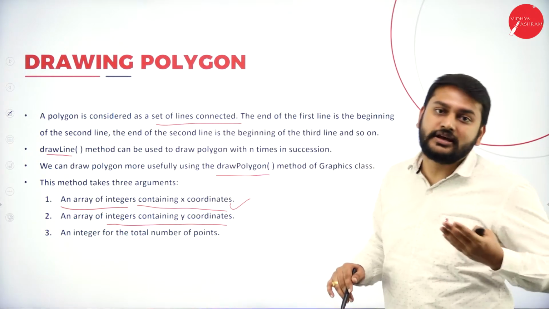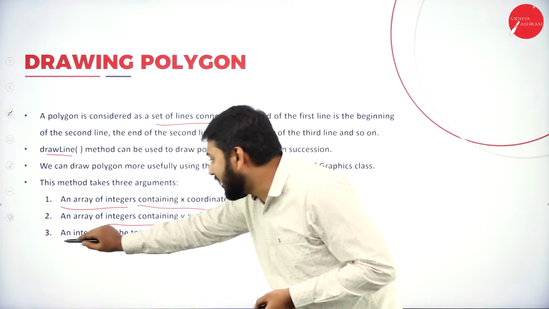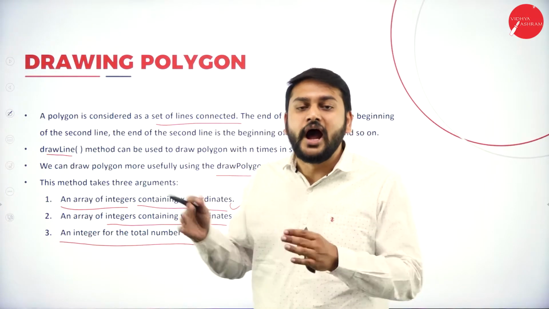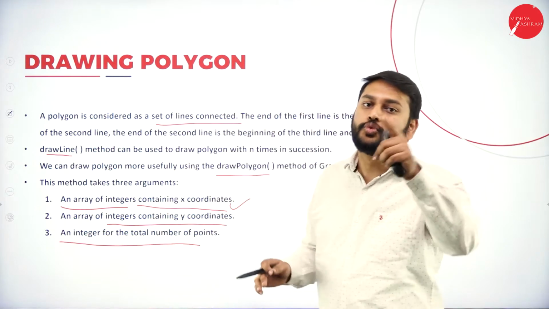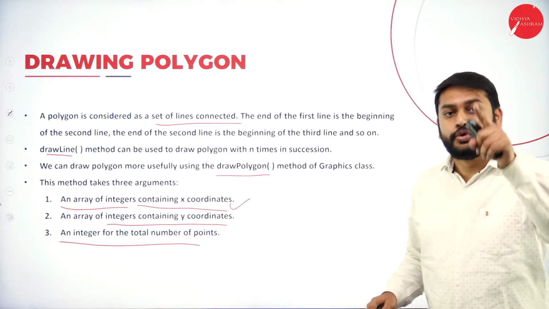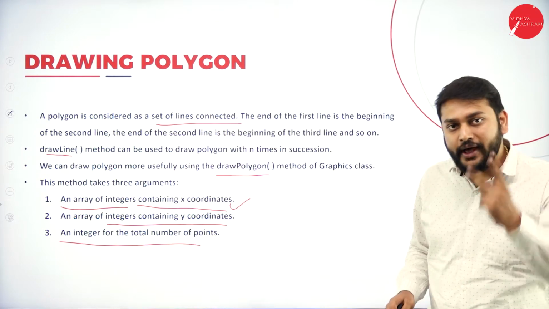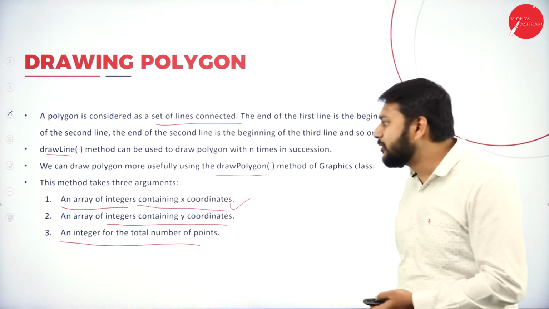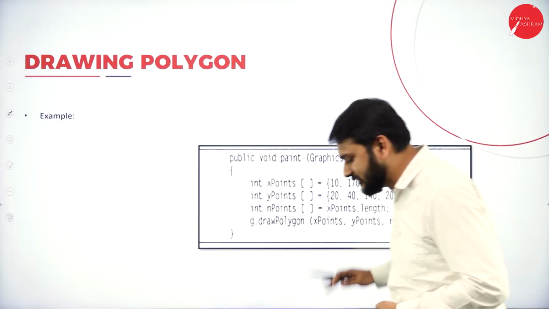In the last parameter, what is the last parameter that I have? An integer for the total number of points. How many points I should have in the polygon is what I will be passing. So 3 parameters, 2 arrays, 1 integer value, is what you need to remember. I'll show you the snippet of it, so guys, you will be able to understand this.